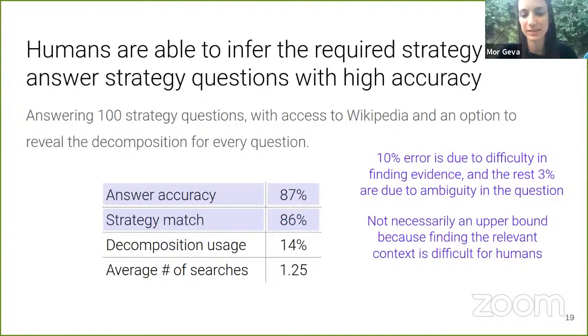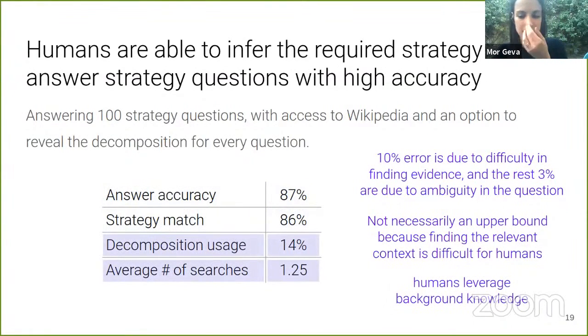Yeah, for this reason, these numbers are not an upper bound, because maybe computers can do better at retrieval. This is just to show that the question answering accuracy is pretty high. Also, it looks like humans leverage their background knowledge to answer such questions, because we didn't use the decomposition a lot, and we didn't need to search for the answer of every decomposition step. Some steps we just know the answer. Okay, so this is about human performance.